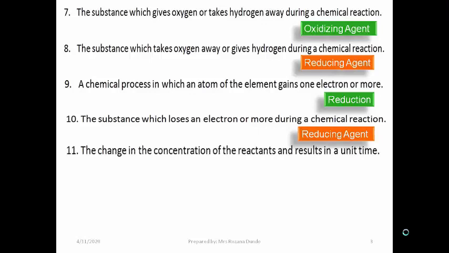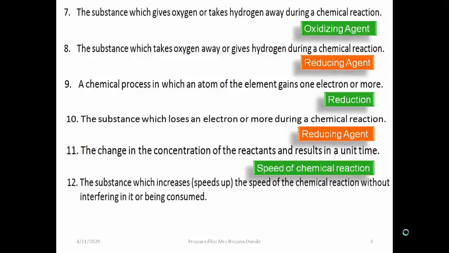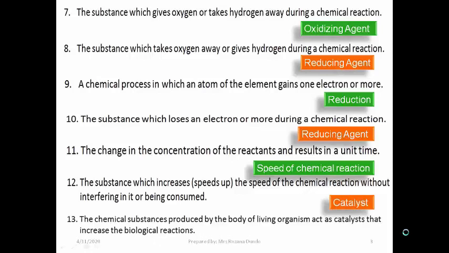The change in the concentration of the reactants and products in a unit time is speed of chemical reaction. The substance which speeds up the chemical reaction without interfering in it or being consumed is the catalyst. The chemical substances produced by the body of living organisms which act as catalysts that increase the biological reactions: enzymes.